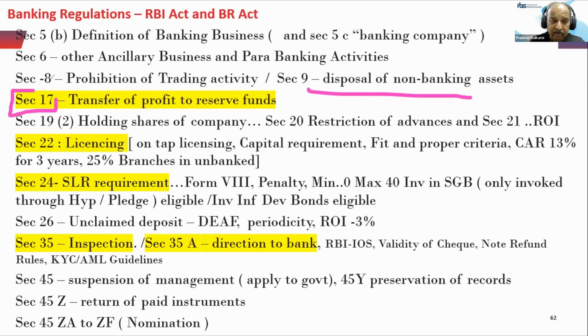Section 17, transfer of profit to reserve fund. As per Section 17, the guideline is 20%. Section 17 says that every bank which is making profit has to transfer 20% of its profit to the reserve fund. Whereas the Reserve Bank of India says not 20%, dear banks, transfer 25%.